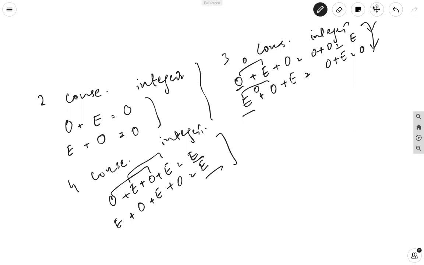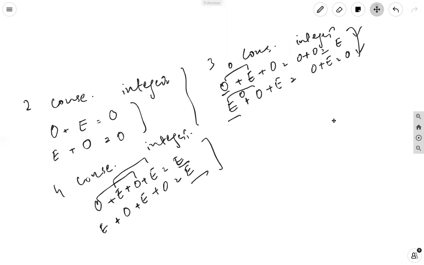Okay. Now you can make sense of it when we have 5 consecutive, 6 consecutive, or 7 consecutive integers. When I show the question, then we will use this property.